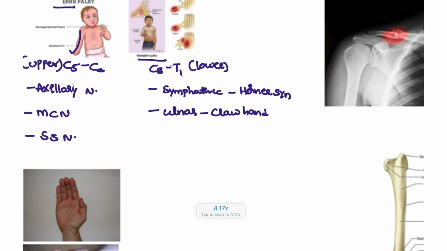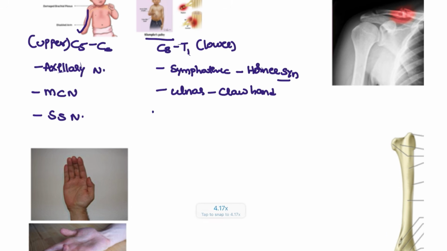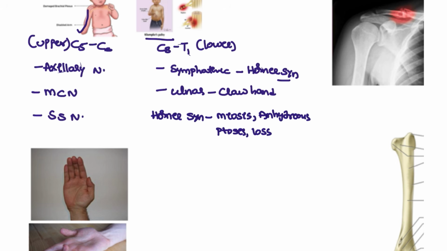And here in Horner syndrome, it could be due to trauma, for example Klumpke's palsy, or it could be associated with a Pancoast tumor also. And you have to know the Horner syndrome symptoms. What are those? The patient will have miosis and also anhidrosis, ptosis, okay, loss of ciliary function. This is highly associated with the eye condition known as Horner syndrome.